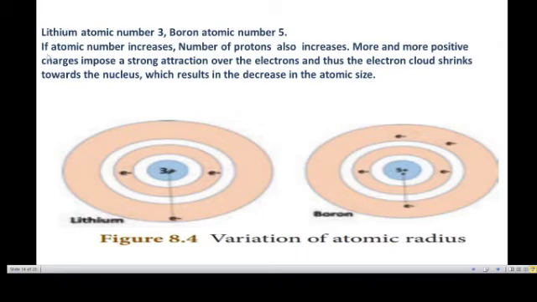What is the reason? If the atomic number increases from left to right, the number of protons also increases. More and more positive charge imposes a strong attraction over the electrons, and thus the electron cloud sinks towards the nucleus, which results in the decrease in the atomic size.